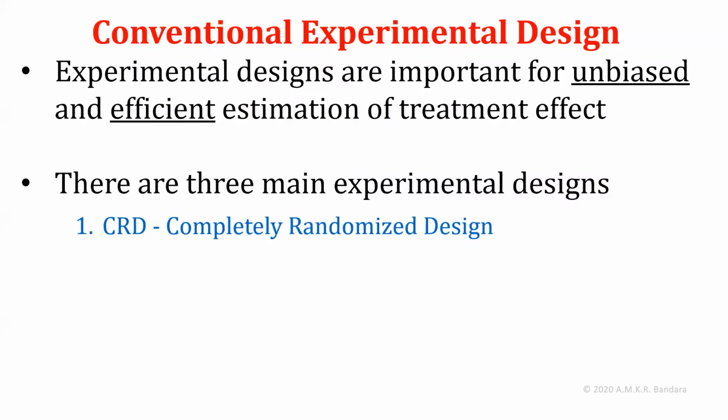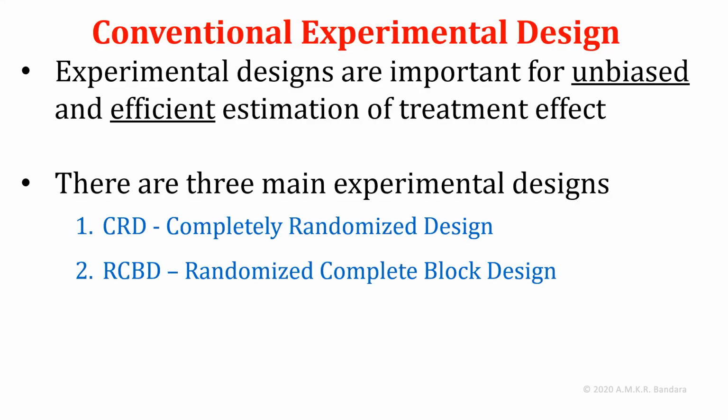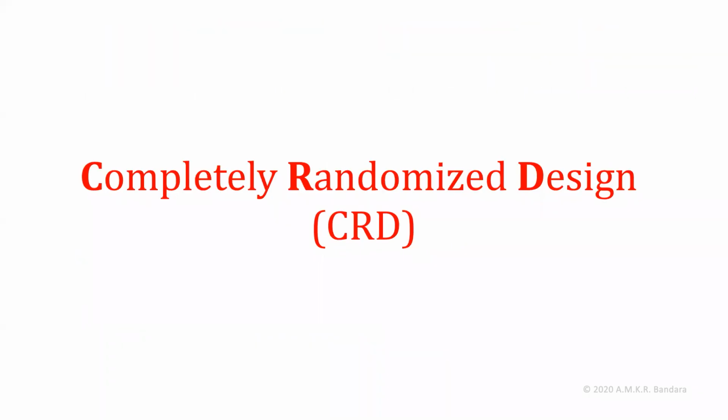Completely randomized design, denoted by CRD. Second one is randomized complete block design, denoted by RCBD. Third one is Latin square design, denoted by LSD. So we have three conventional experimental designs. First one is completely randomized design.